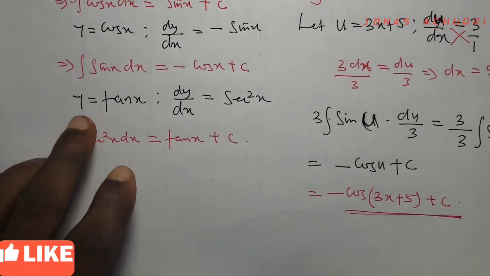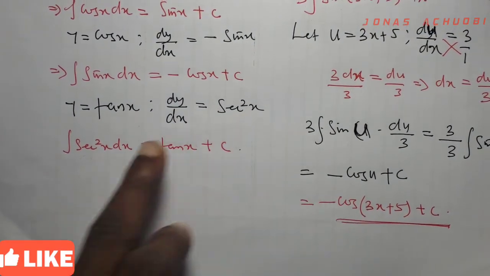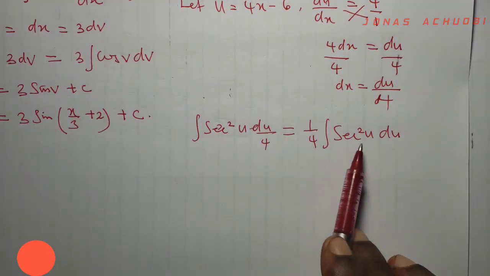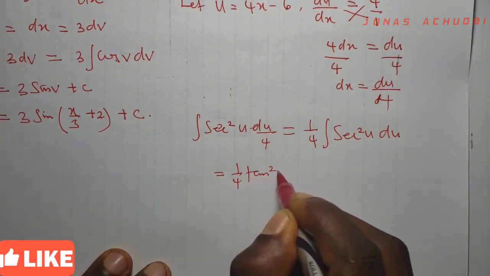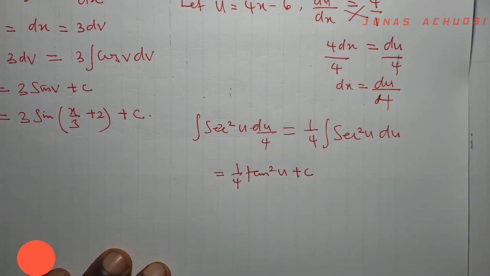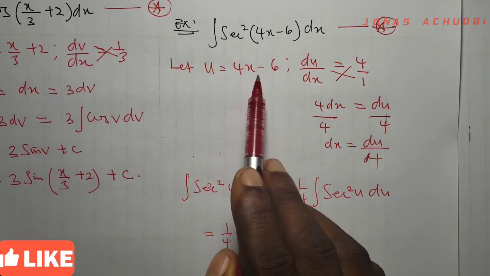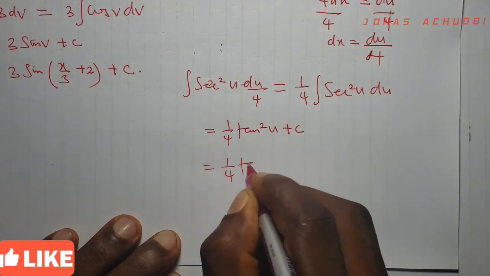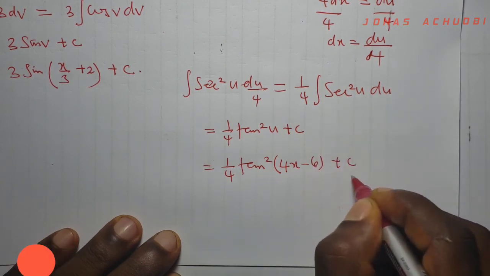So what do we recall again? We had said initially that if y is tan x, dy/dx is sec squared x. So the integral of sec squared x is tan x plus c. In a similar manner, the integral of sec squared u should be tan u plus c. Since in our original problem we're not given u, we said let u be 4x minus 6. So we return the value of u, and we get 1 over 4 tan(4x minus 6) plus c.